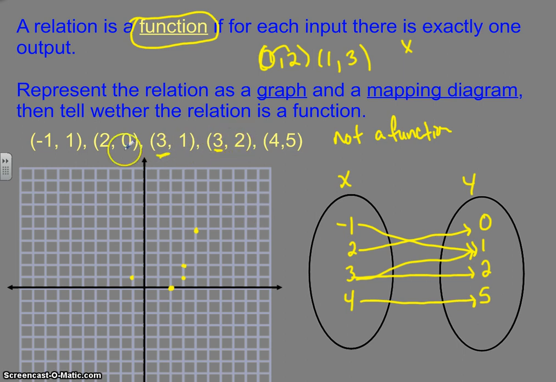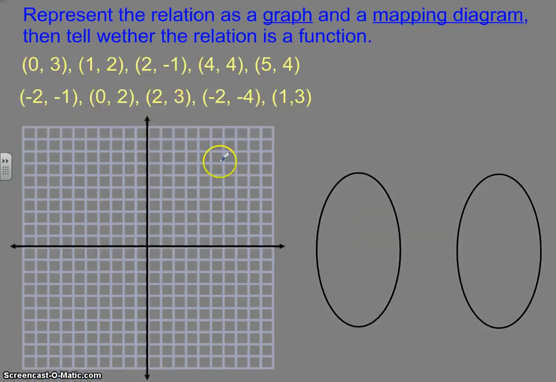Now, it doesn't matter that I have y values that repeat. Notice I've got the same y value here and the same y value here. That doesn't matter. Okay, I'm only looking at x values when I'm determining if something's a function. If I see x repeat, I'm seeing that this x is paired with 2 different numbers. It's not a function. Next one.